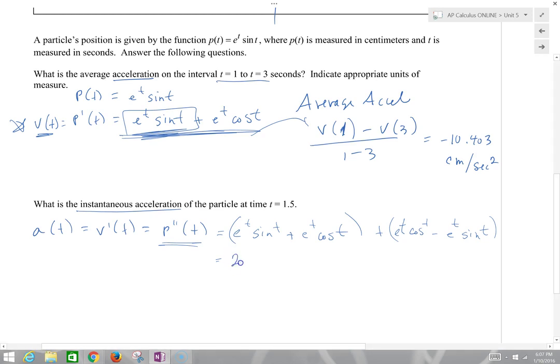We've got 2e to the t sine t plus e to the t cosine t minus e to the t sine t, and I can probably factor an e to the t out of that if I wanted to, but we're not too worried about simplifying the algebra because we're going to put this in our calculator and figure out what it looks like at t equals 1.5. So we want acceleration at 1.5, which if you plug it in for t all the way through, you should get out 0.634 centimeters per second, and again, we are squaring that.